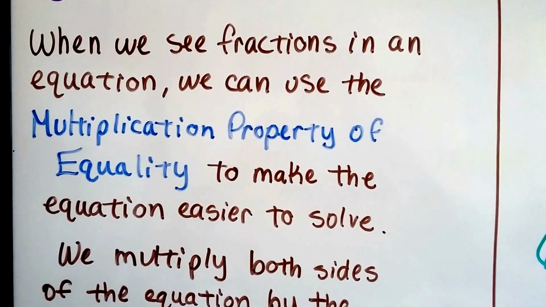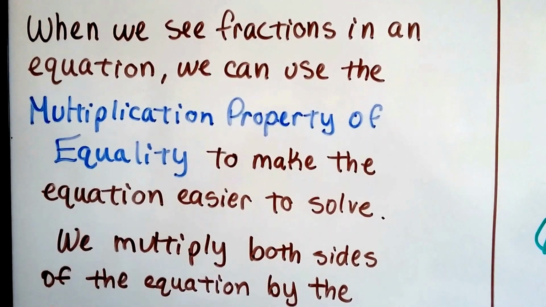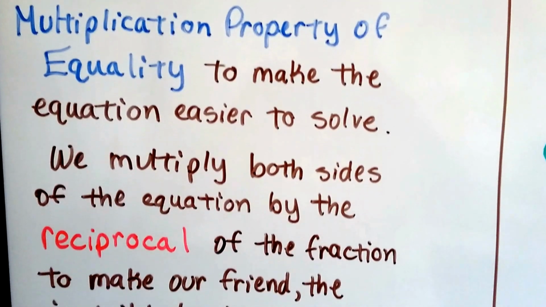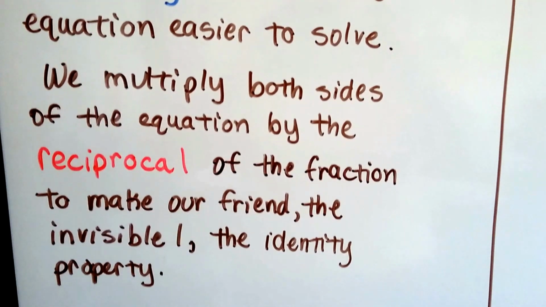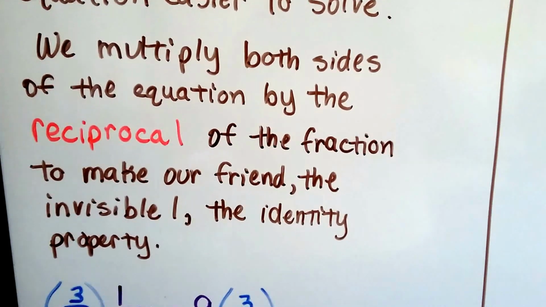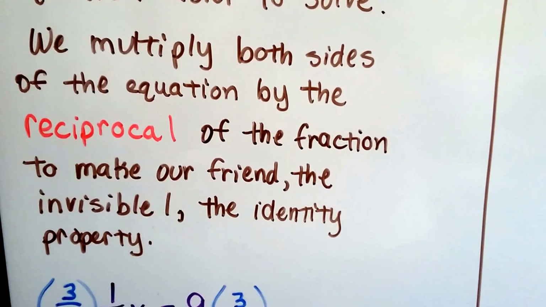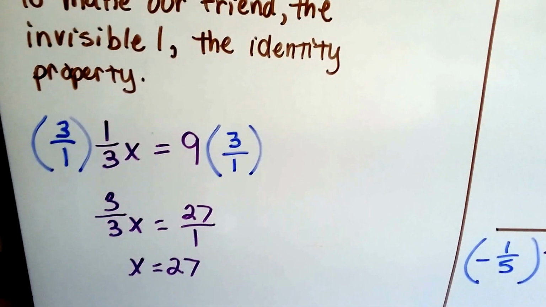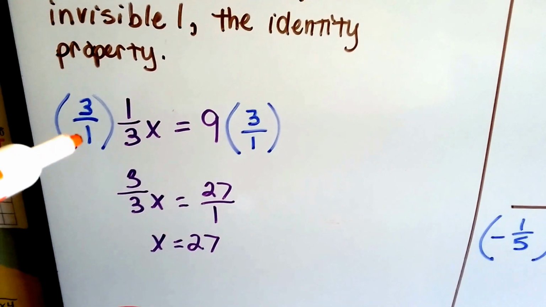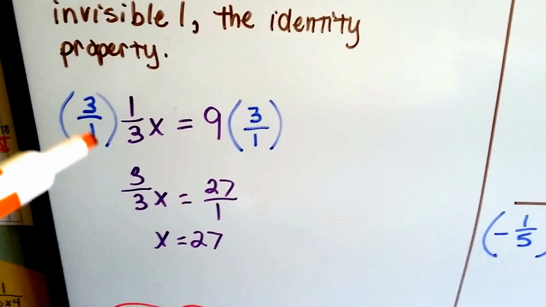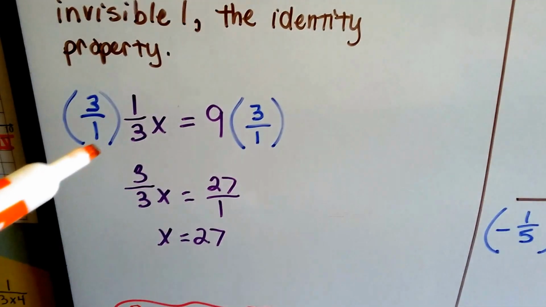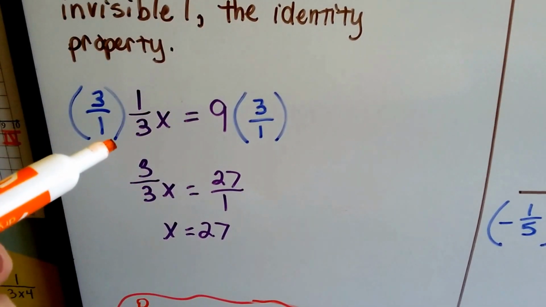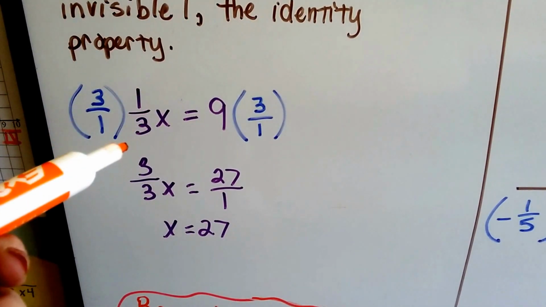When we see fractions in an equation, we can use the multiplication property of equality to make the equation easier to solve. We multiply both sides of the equation by the reciprocal of the fraction to make our friend, the invisible one, identity property. So just like we've been doing before in the previous videos to solve, all we have to do is multiply each side of this equal sign by the coefficient's reciprocal.